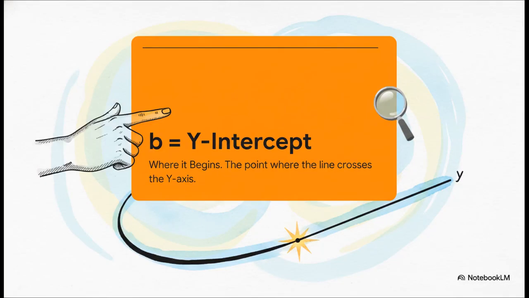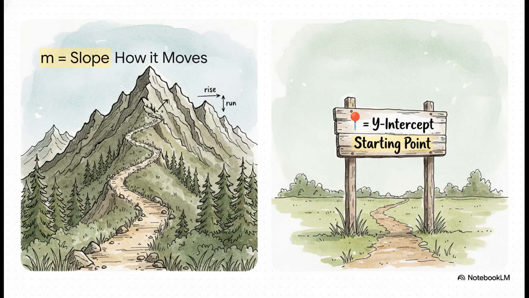And then we have b, that's the y-intercept. So if the slope tells us how the line moves, the y-intercept tells us where it all begins. It's our starting point, the one exact spot where our line crosses that vertical y-axis on the graph. So when you put them side by side, it's pretty simple. M is the movement, the rate of change. B is the beginning, the fixed starting point. Every single straight line has these two things, and with y equals mx plus b, we can spot them instantly.